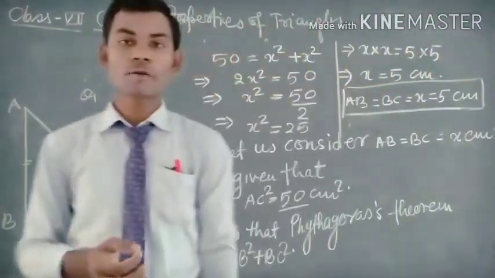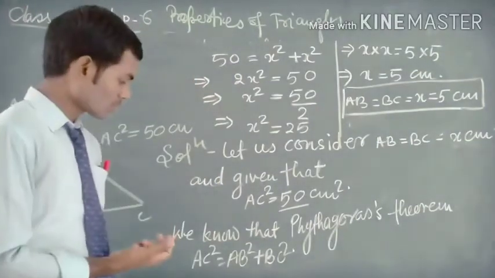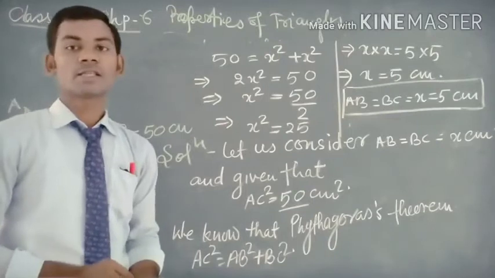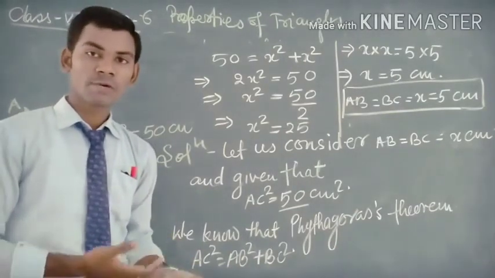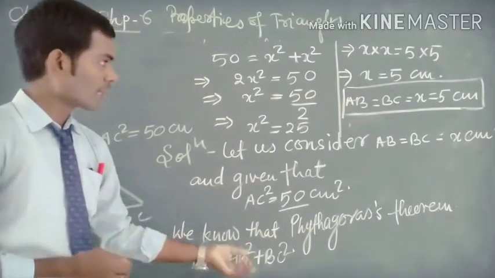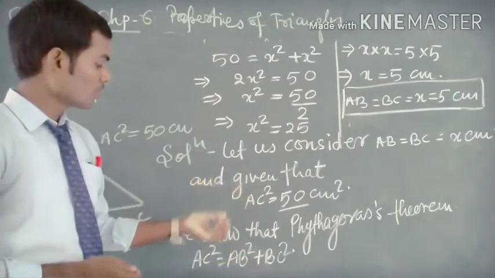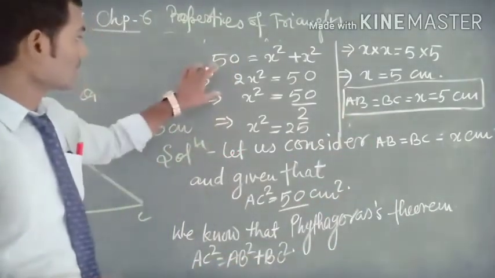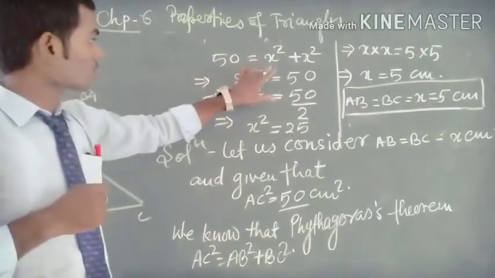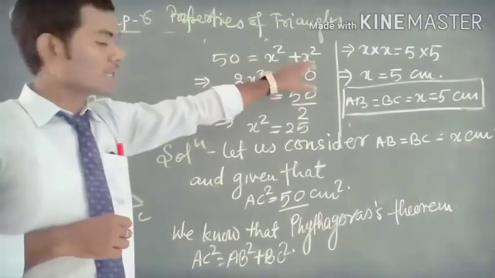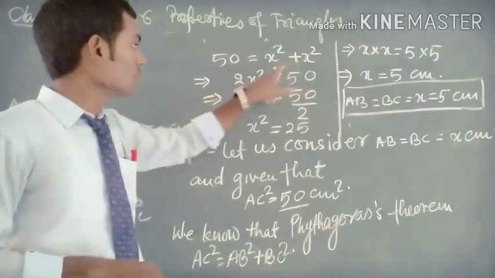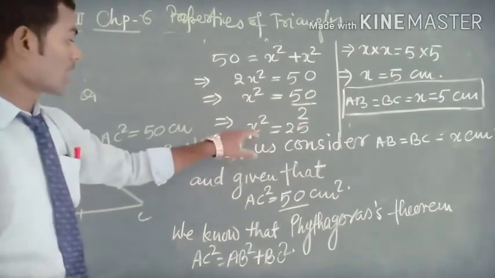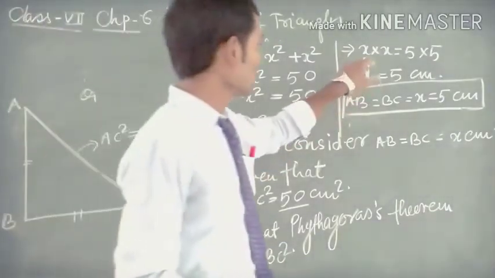Now by using the concept of Pythagoras theorem, what does the Pythagoras theorem state? It says that AC square is equal to AB square plus BC square, or we can say that the square of the hypotenuse is equal to the sum of the squares of the other two legs. So here we write the Pythagoras theorem and just substitute the values of AC, AB and BC like this. Here we write 50, which is the value of AC square, and is equal to x square plus x square. Because AB and BC are equal, therefore we just put the same value, and in this case we get 2x square is equal to 50, or x square is equal to 50 upon 2, which gives us x square is equal to 25.